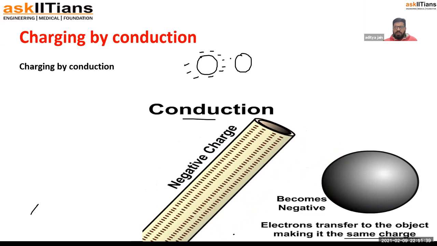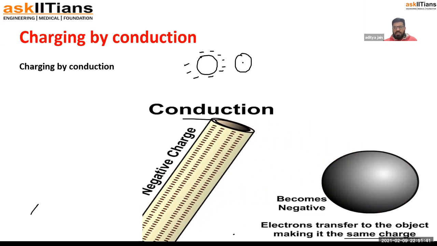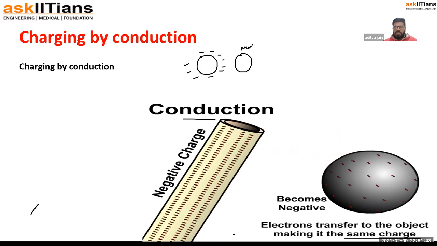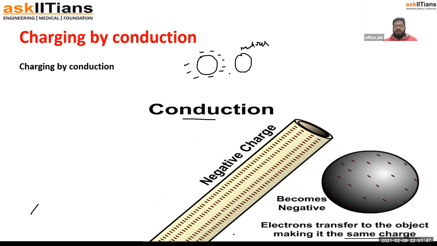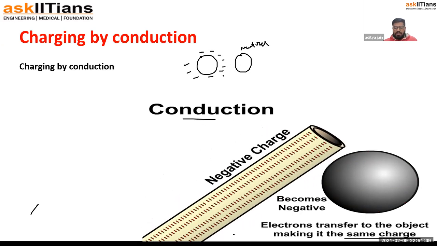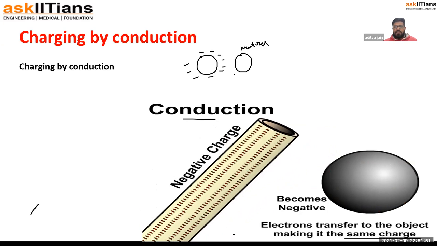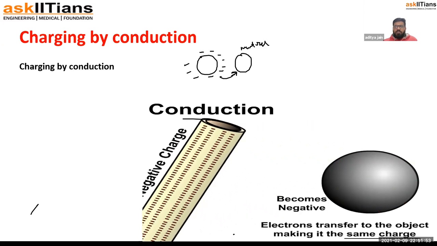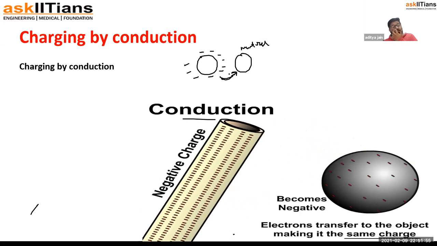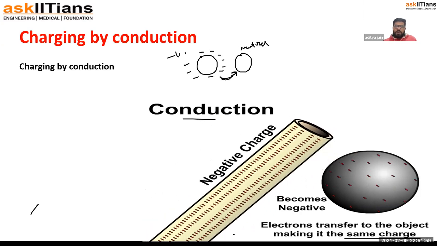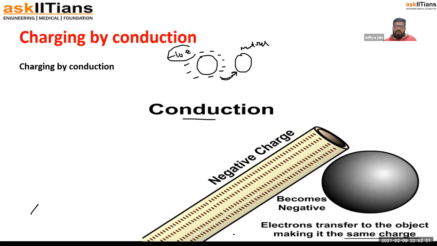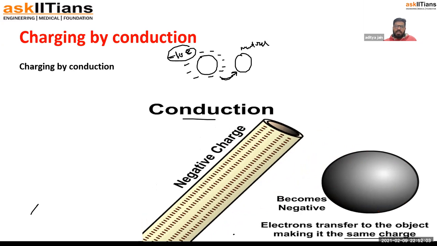We are not rubbing actually. We are just touching this body to a neutral body. So what happens? The transfer of charges will take place up to when the charges on both the bodies become equal. Suppose this body was having a charge of minus Ne, that means 10 electrons are in excess.